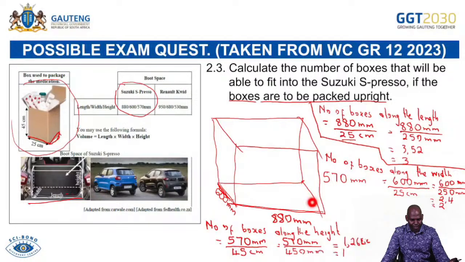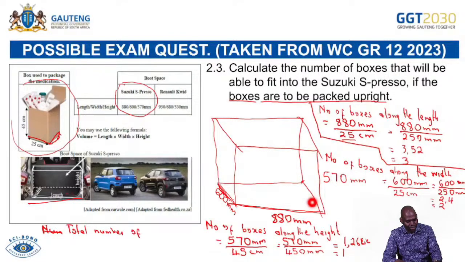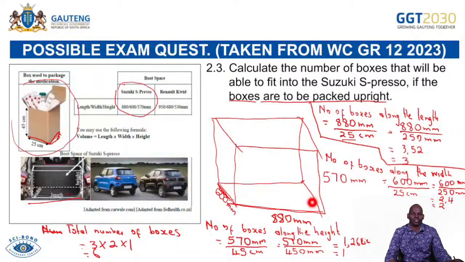Okay, right. Then the question was, calculate the number of boxes that will be able to fit into the Suzuki Espresso if the boxes are packed upright. So upright, then what do I do? I say the number of boxes that are going to fit along the length, which is 3. Total number of boxes will give me, I take 3, I multiply by 2, and then I multiply by 1. So it's 3 multiplied by 2 multiplied by 1, then the answer is 6.